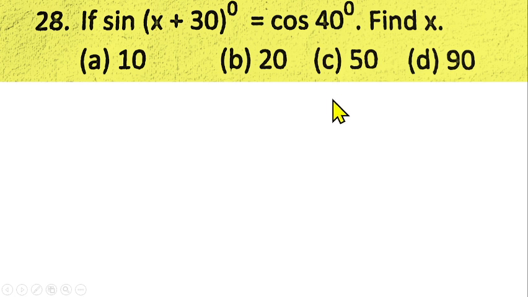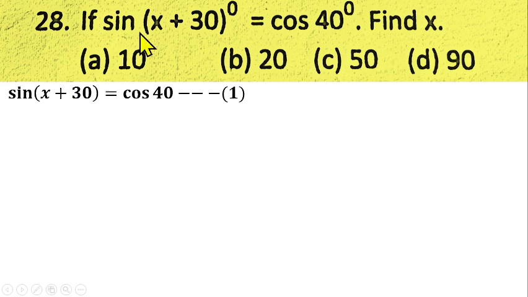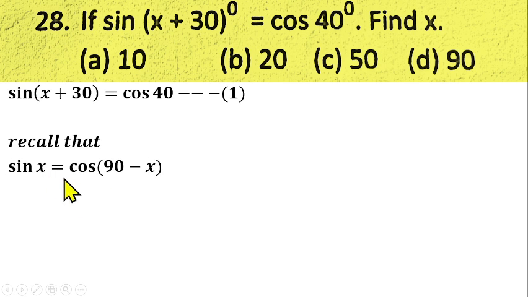But if you don't understand that, let's try to simplify it. The question given to us is sine of x plus 30 equals cos 40. You can call this equation 1. If you recall the complementary angle relationship between sine and cos, you know that sine x should be equal to cos of 90 minus x. That is the complementary angle. Then from here you can make this sine x look like this one.